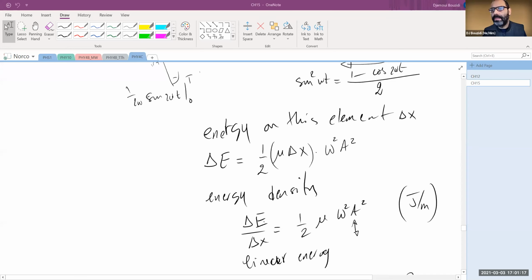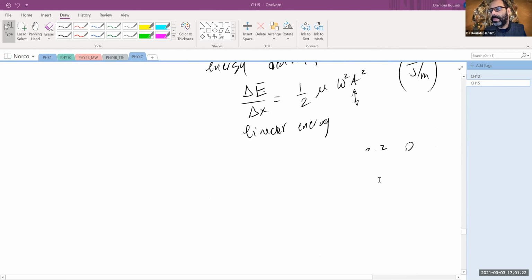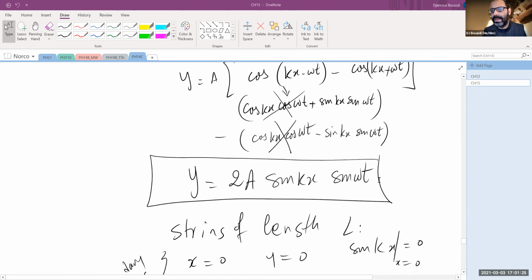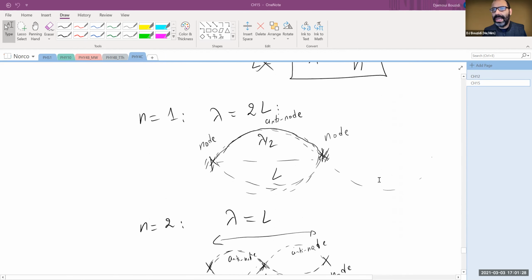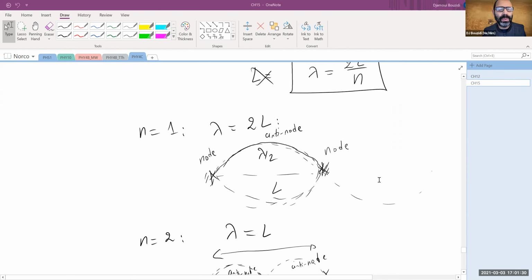So this is chapter 15. We're talking about these waves. Last time, before we promised to do some problems, we spoke about standing waves. What we saw is that if I have a string of fixed length L, fixed at both ends, then I can have different modes, with one antinode and two nodes, because those are the points where the string is fixed.